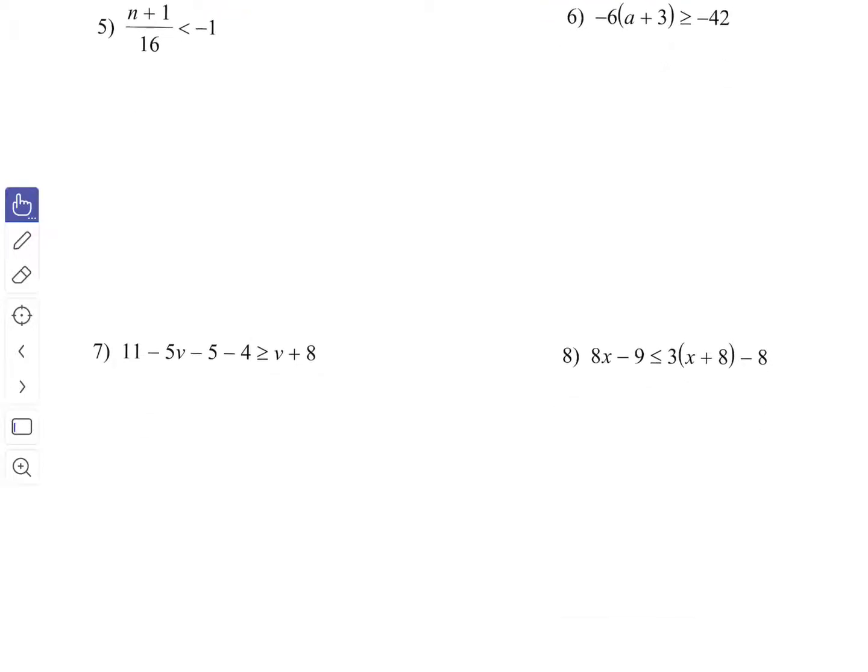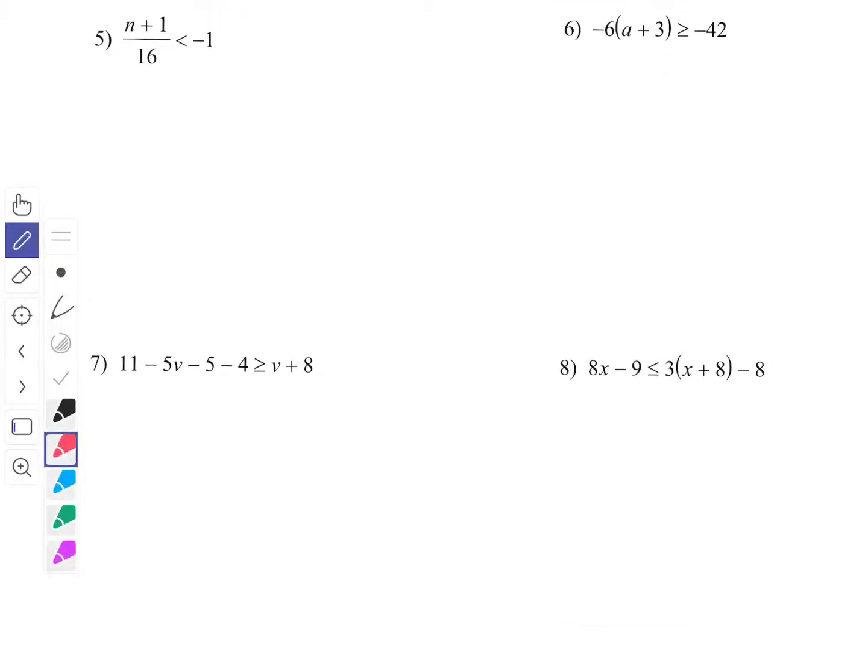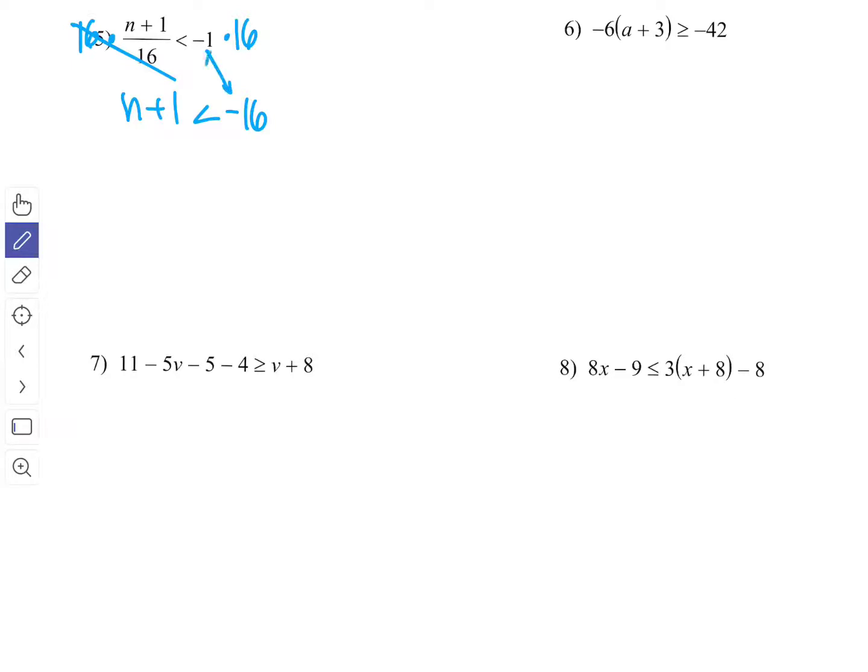All right, looks like we just got a few more examples. Okay, so n plus 1 divided by 16 is less than negative 1. I would start by timesing both sides by 16. That becomes 1. N plus 1 is less than negative 16. Now again, negative stays negative, so I don't change my inequality. Subtract 1 from both sides. I get n is less than negative 17.